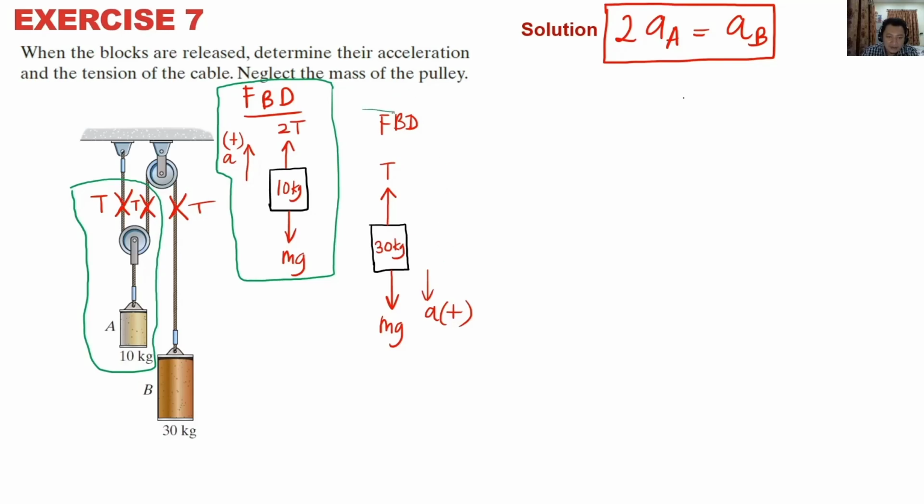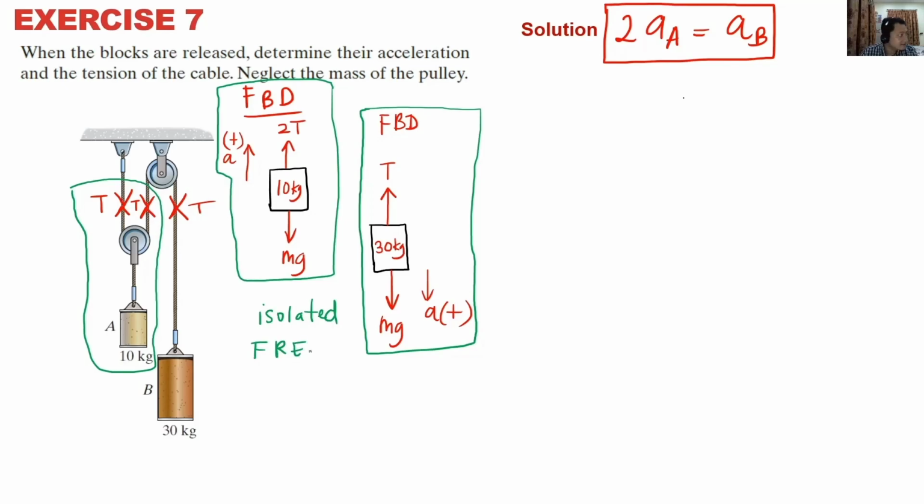So now we have actually isolated the 2 bodies. They are isolated or free. Okay, so now we have to solve free body diagram for each of them. So now let's do it. Might as well start with body A. Body A. Okay.